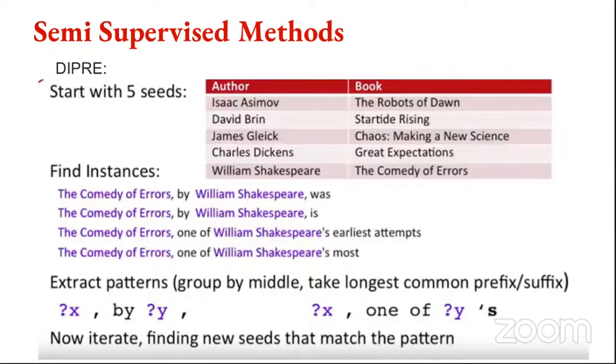We can find exact patterns grouped by taking the longest common prefix or suffix, like: question X, comma, by question Y, or question X, one of question Y. This way we can easily find the patterns from the data. These are the patterns present in the training data that express the relationships between two entities. Now we can use these patterns to determine new relationships or new entities and the relationships between them. These patterns are responsible for the relationships, and they can be used to identify new relationships or new entities from the text.